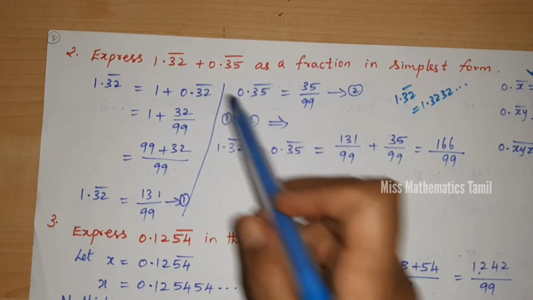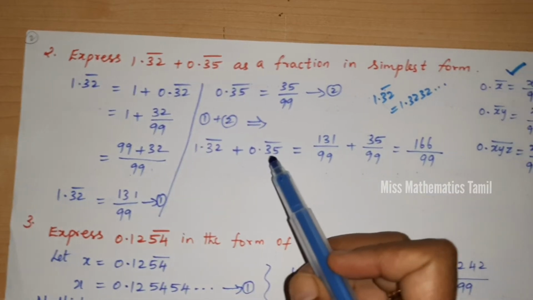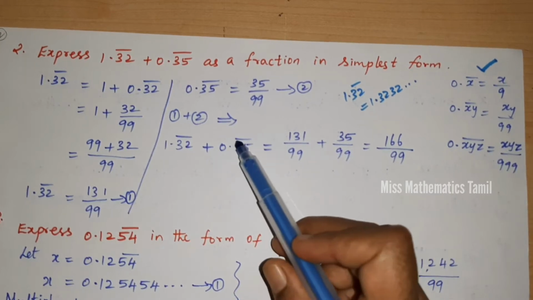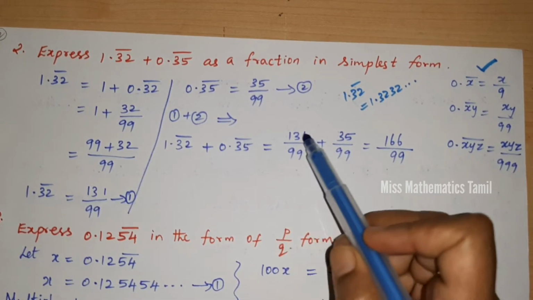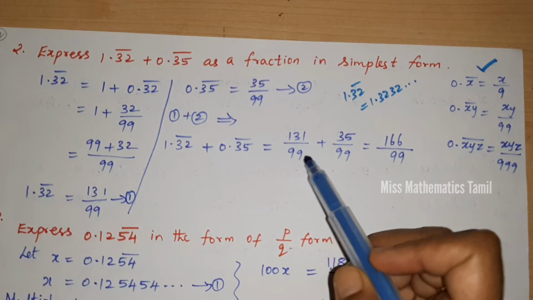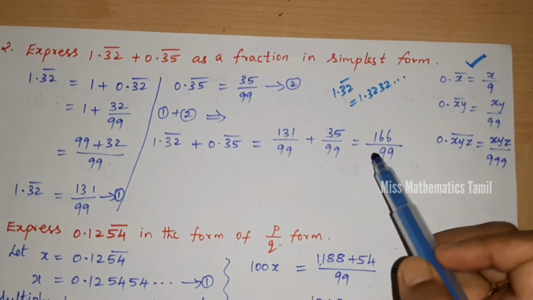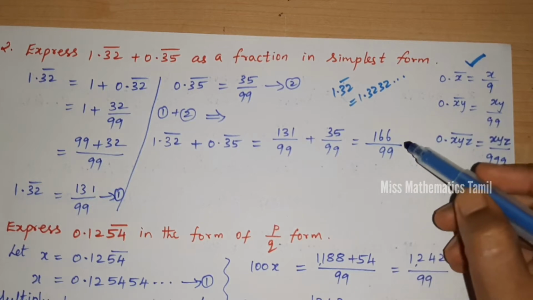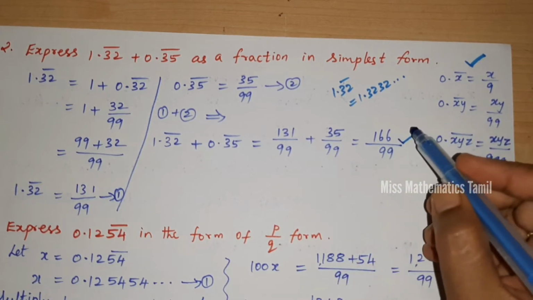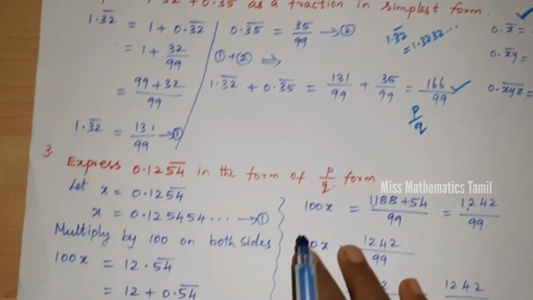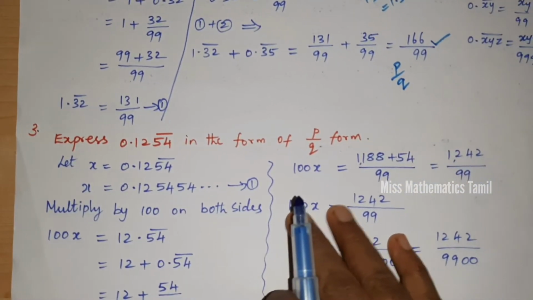Next we have to add the first and second together. So 1.32 bar plus 0.35 bar is equal to 131 divided by 99 plus 35 divided by 99, which is equal to 166 divided by 99. This is the final answer. Also, this is the p by q form. Next sum, third one.